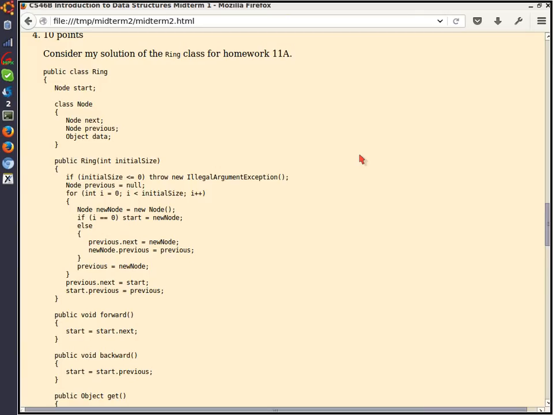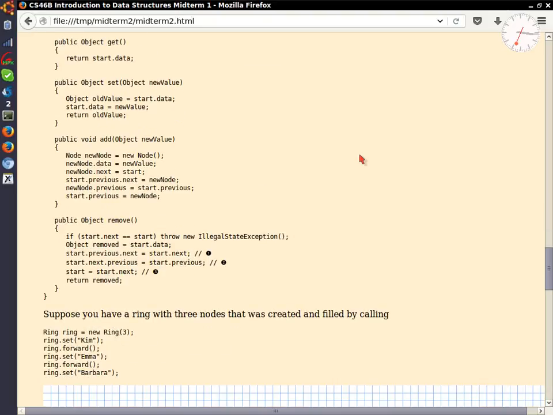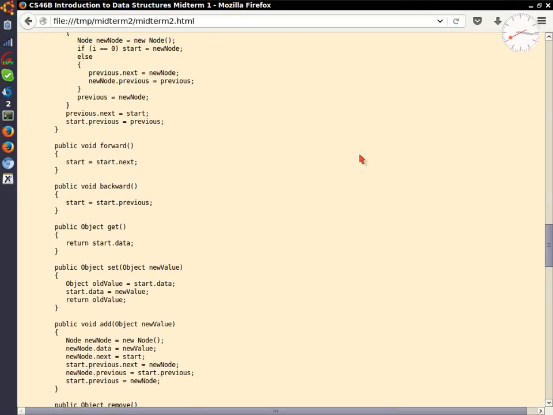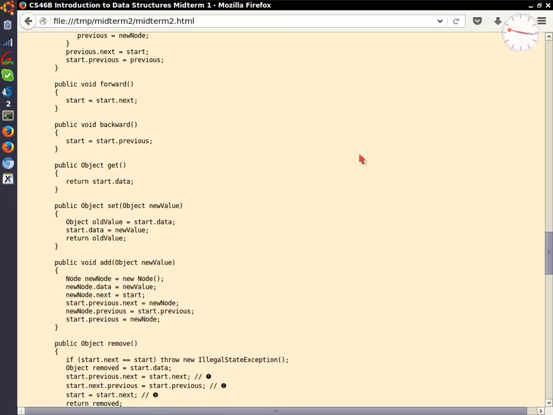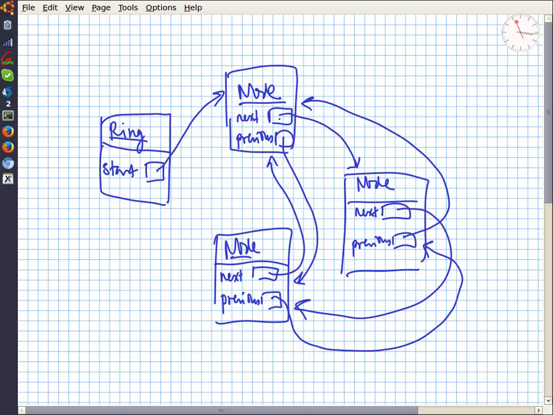All right, now moving along. So now we have ring.set of Kim. So what does .set do? .set says, there's a bunch of stuff here for dealing with the old value that we don't care about. But the interesting line is start.data equals new value. So start, oops, now I forgot to put in the data, that wasn't good.